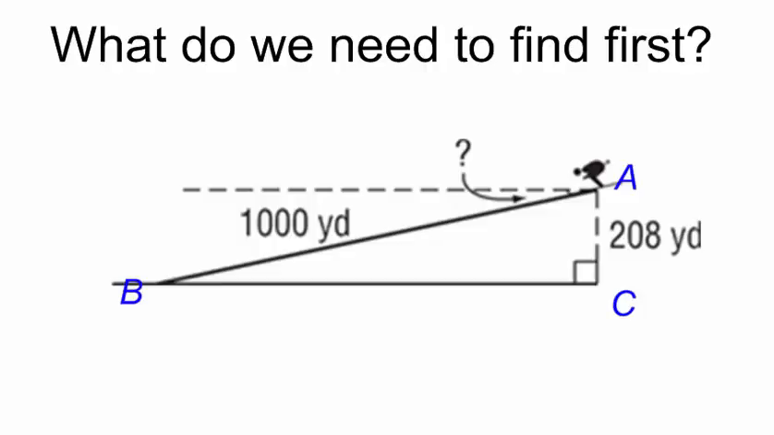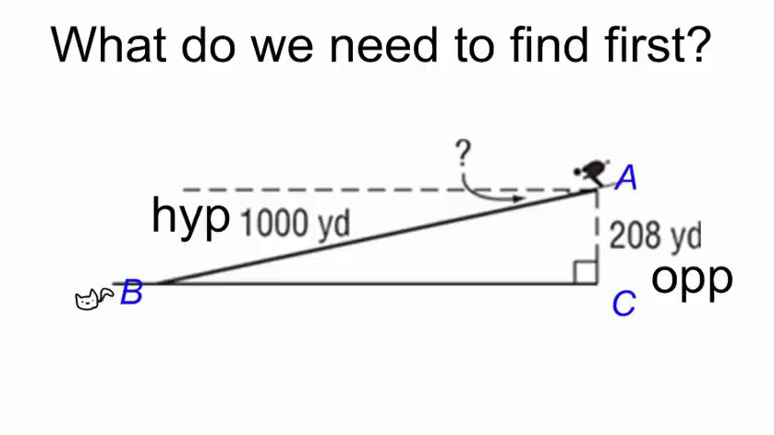Okay, so before we can find this missing angle in question, we have to find one of the interior angles first. It doesn't really matter which one, but since we know these alternate interior angles are going to be congruent, I'm going to go ahead and find this angle right here, angle B, or more specifically, angle ABC. And that will tell me what my missing angle here is.